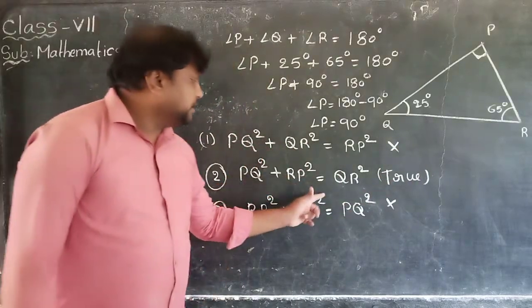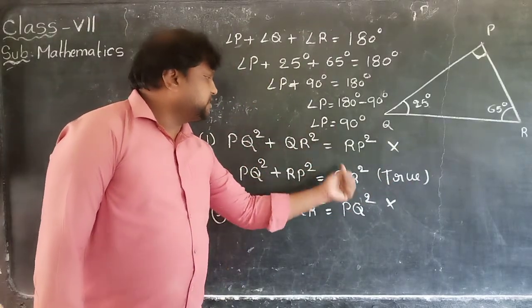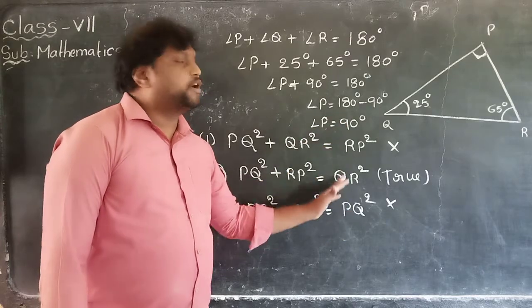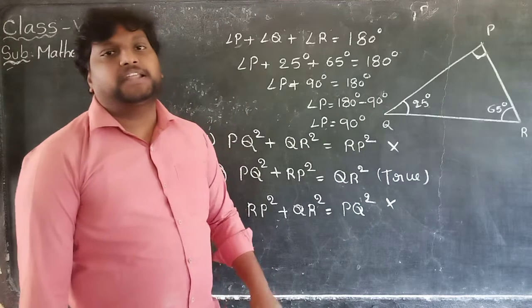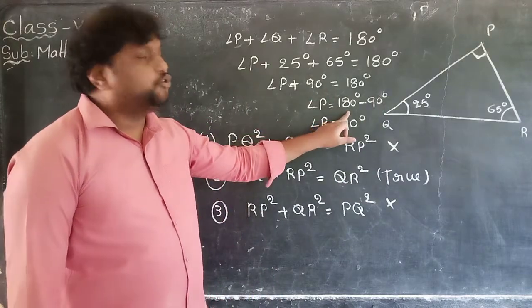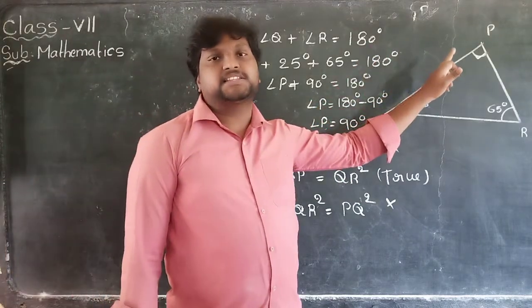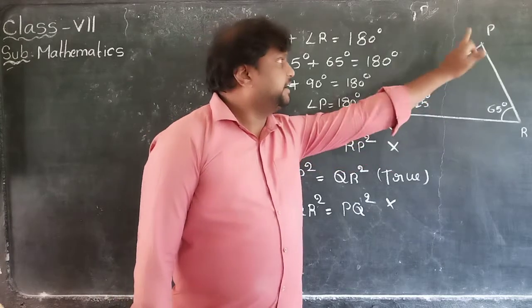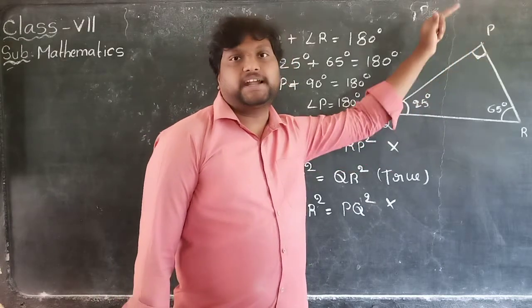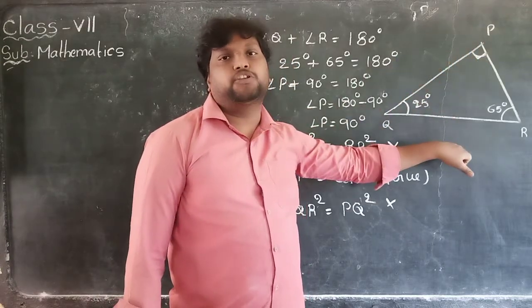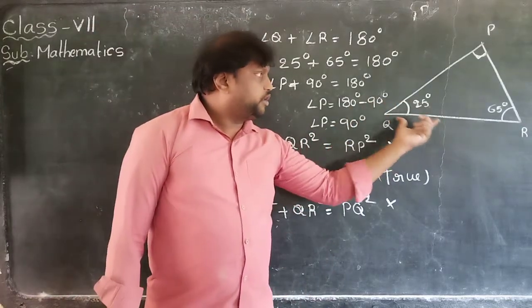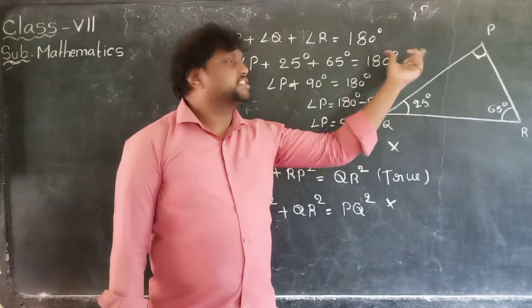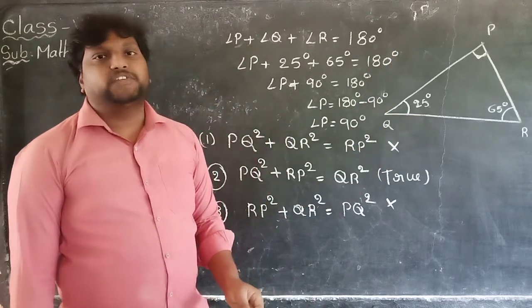Okay, if you check these three statements, we compulsorily want the values. Already we have two values. By using the angle sum property, you find the third value. Third value is 90 degrees. 90 degrees is nothing but a right angle triangle. The side opposite the right angle is the hypotenuse, the longest side. Then the longest side QR square is equal to the sum of the squares of the remaining two sides.